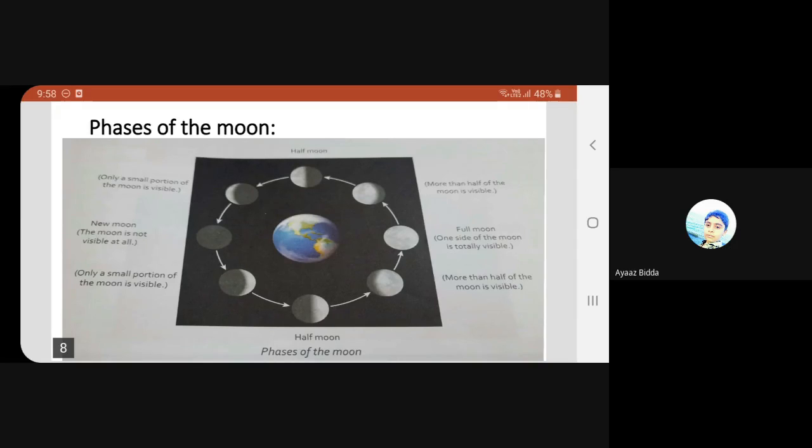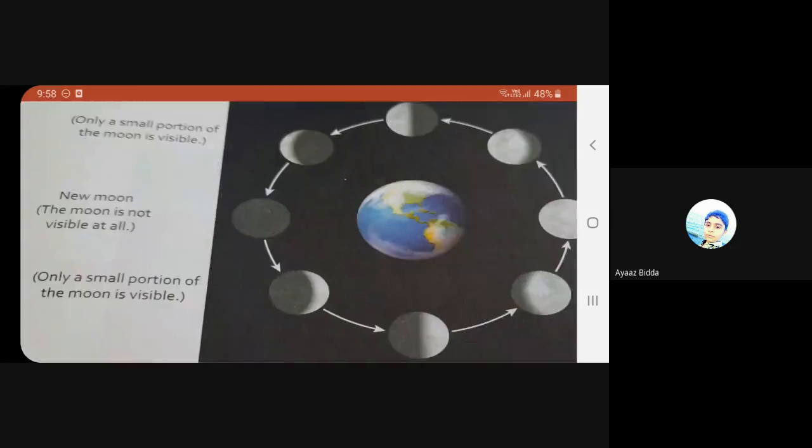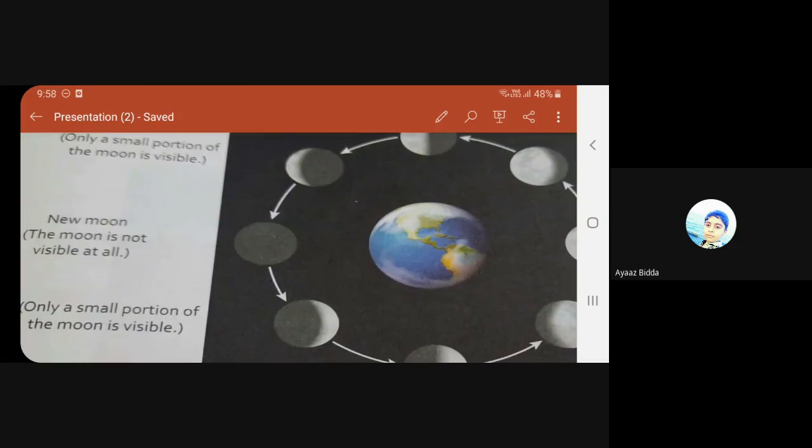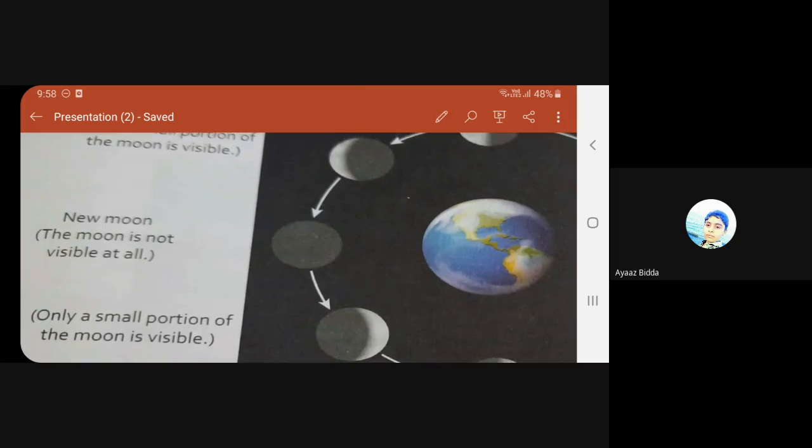Then just after the full moon, it decreases its size, and after a few days, we are not able to see it. That situation is known as new moon. Can you see this here, beta?